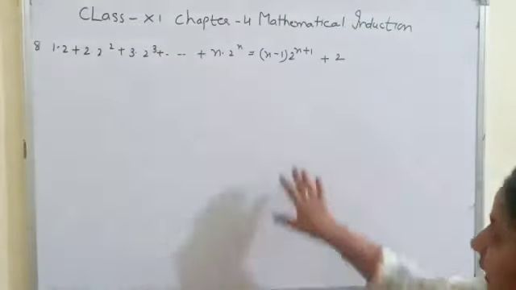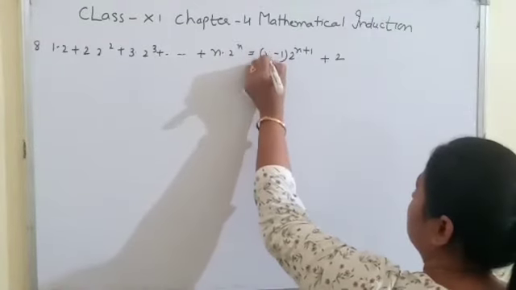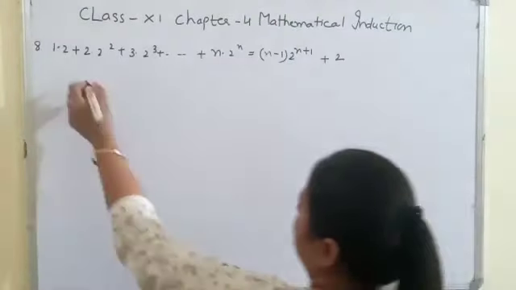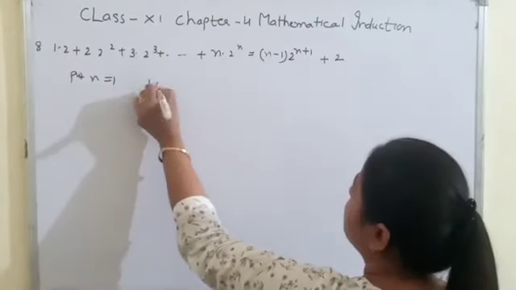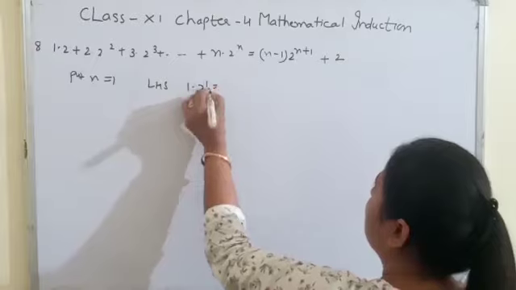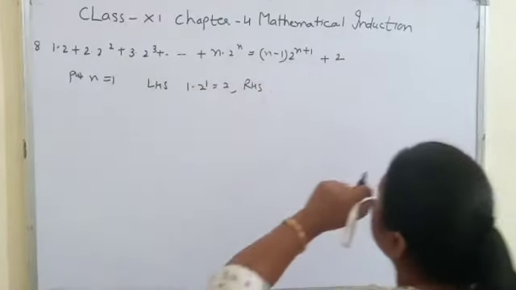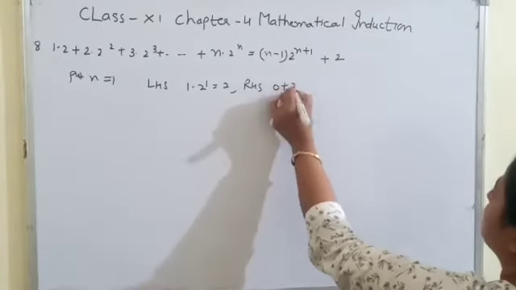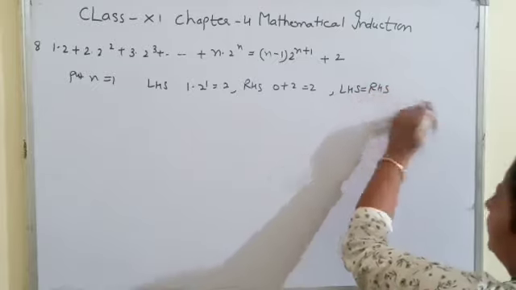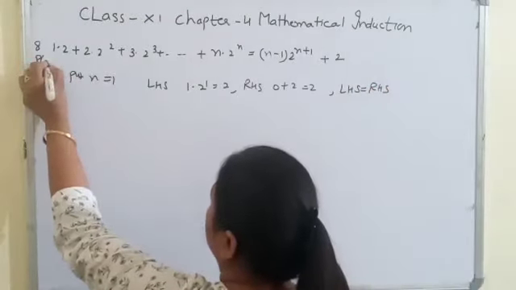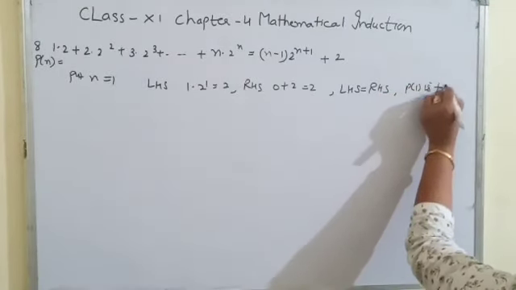So let's solve question number 8 by following the same steps. In all questions in this exercise we will apply the same steps. So firstly we will check for n equal to 1. Left hand side: 1 into 2 into 1, that will be equal to 2. Let's check the right hand side: n minus 1, that is 0, 0 plus 2, it will be equal to 2. So left hand side and right hand side are both equal for the statement Pn. So we can write here P1 is true.